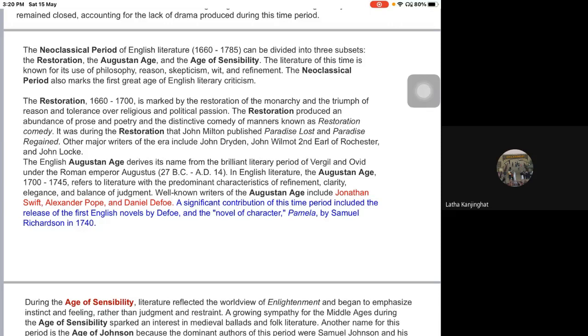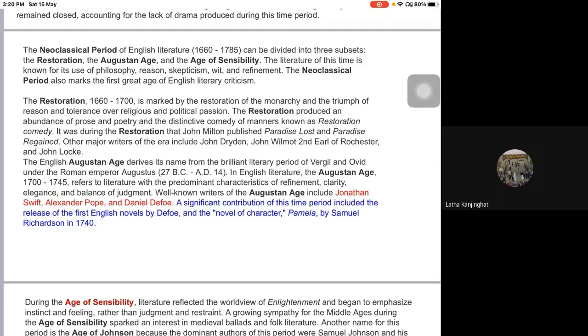Then comes the English Augustan Age. It derives its name from the brilliant literary period of Virgil and Ovid under the Roman Emperor Augustus. So that's why we have the word Augustan Age, a reference to the brilliant literary period when Virgil and Ovid used to write, which was during the time of Roman Emperor Augustus. Based on that, we have the Augustan Age.